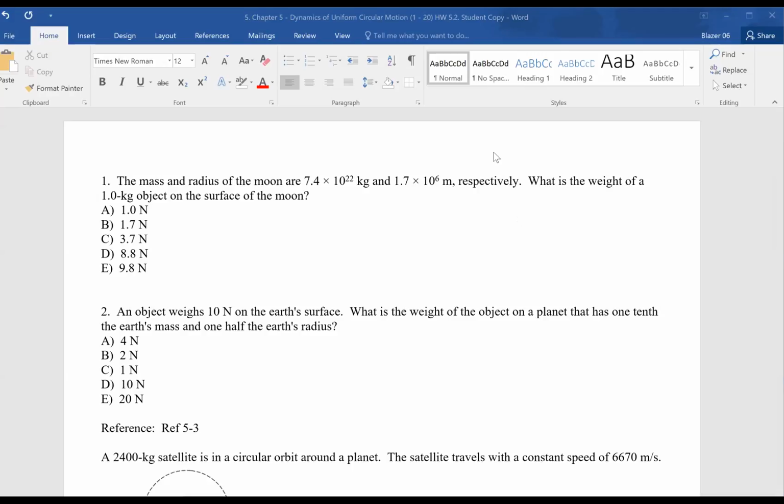Okay, so here we have a problem. Let's see how we're going to attack it. The mass and radius of the moon. Now we're given some information. When you first see some numbers in a problem, you're going to write those numbers down. So it says the mass and radius. So the mass is given.